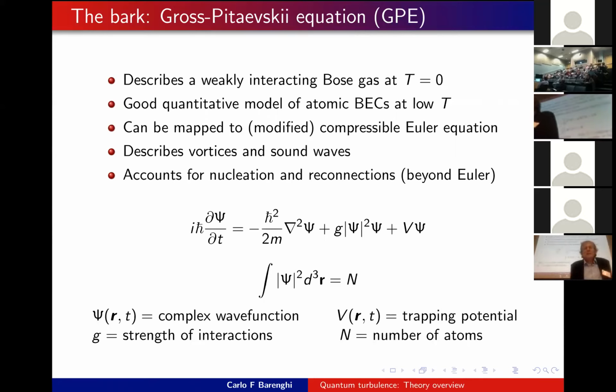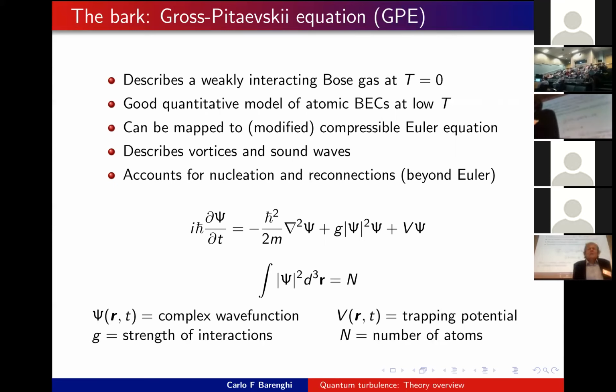It has a nice interpretation because, using the so-called Madelung transformation, it can be mapped to essentially classical hydrodynamics. One gets the compressible Euler equation. Or rather, almost the compressible Euler equation, because there is an extra term, which people call the quantum pressure. As a compressible Euler equation, it describes very well sound waves, and it describes vortices, quantum vortices. I'm going to show you why in a moment.